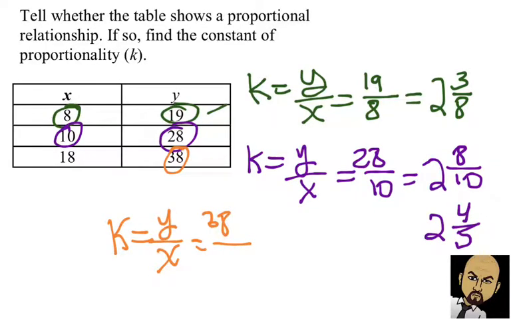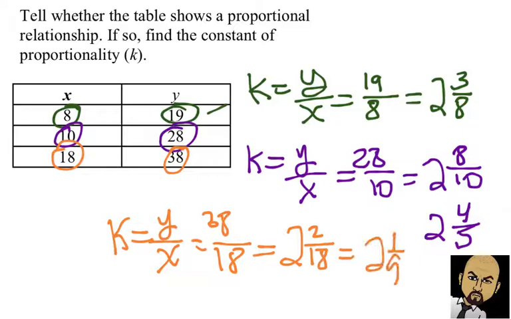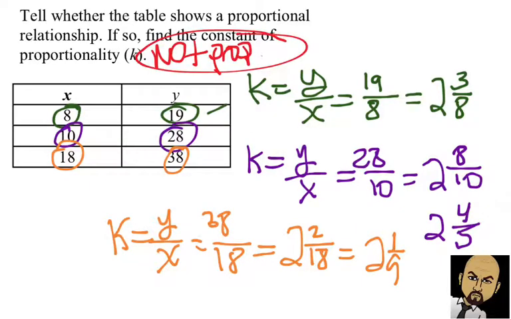Here our y value is 38 and our x value is 18, which goes on the denominator. And so we end up with 2 and 1/9. Are the constants of proportionality all equivalent or equal? No. So is this table a proportional relationship? No, it does not show a proportional relationship. Make sure you check every one, because sometimes they'll try to fool you, where all of them at the beginning have the same constant of proportionality and the last one does not.